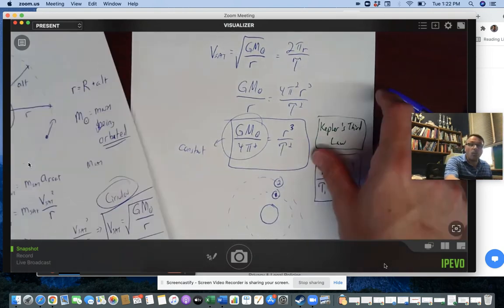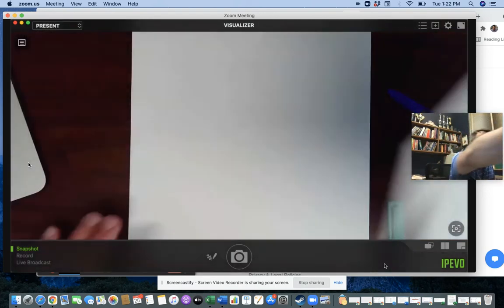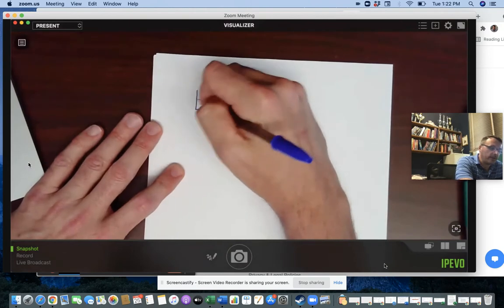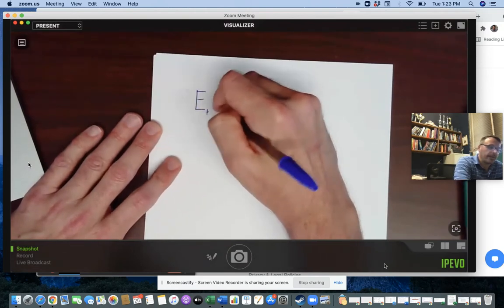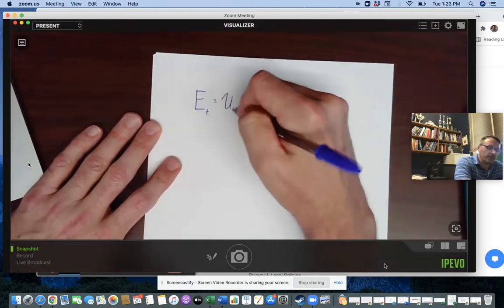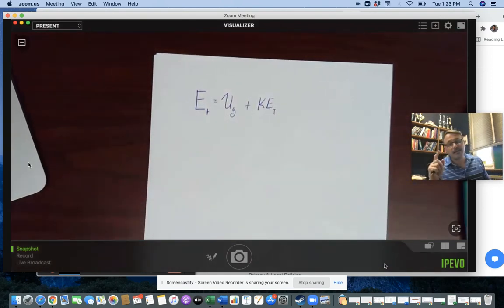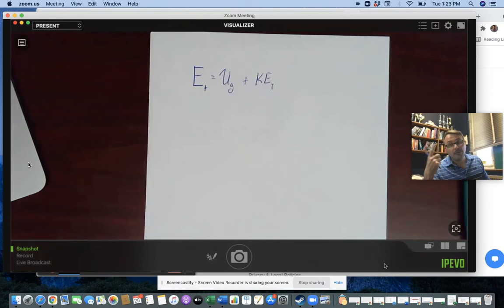Now, one last thing that I do want to do about circular orbits is talk about energy in circular orbits. Well, the total energy of an object in a circular orbit is going to equal its gravitational potential energy plus its translational kinetic energy. Now, if our satellite is, for example, the moon, the moon is technically also rotating as it translates around. So that would also have a rotational kinetic energy term.